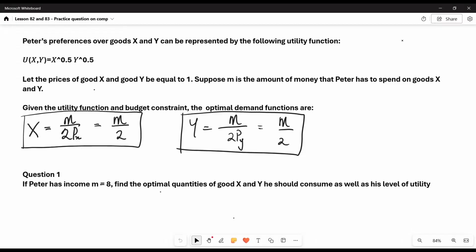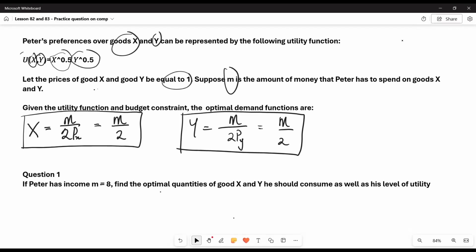So let's start with a consumer named Peter whose preferences over good X and good Y can be represented by the following utility function, which is U as a function of X and Y being equal to x raised to the power 0.5 and y raised to the power 0.5. Let the price of good X and good Y be equal to 1. Suppose M is the amount of money that Peter has to spend on good X and good Y.